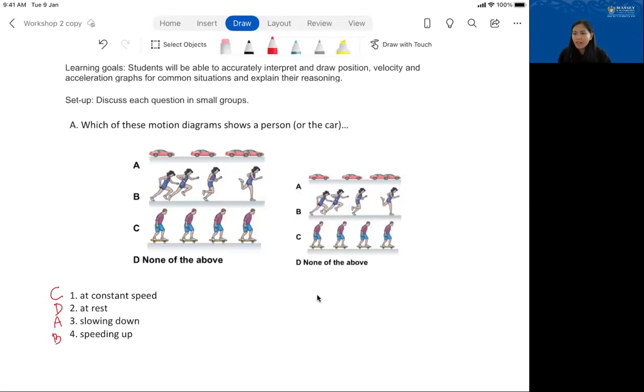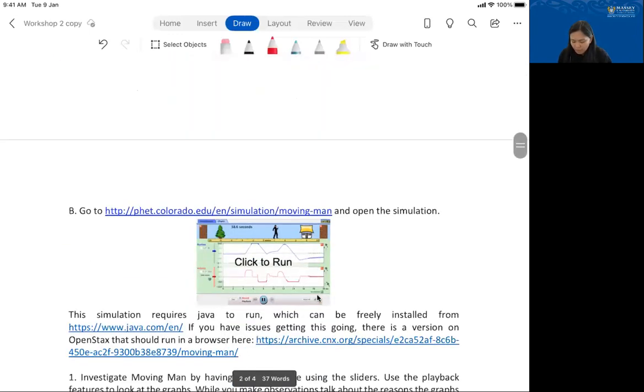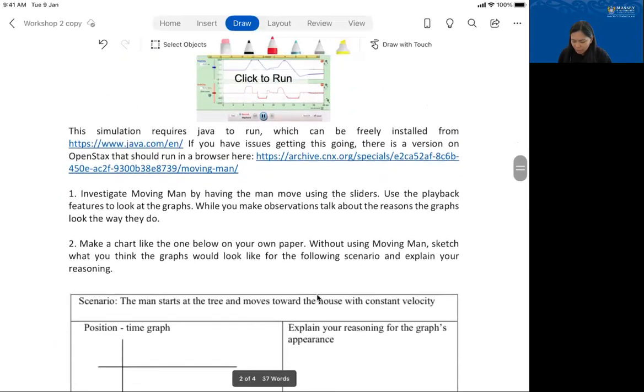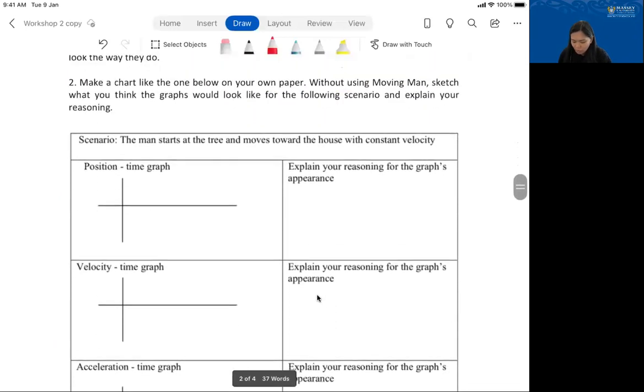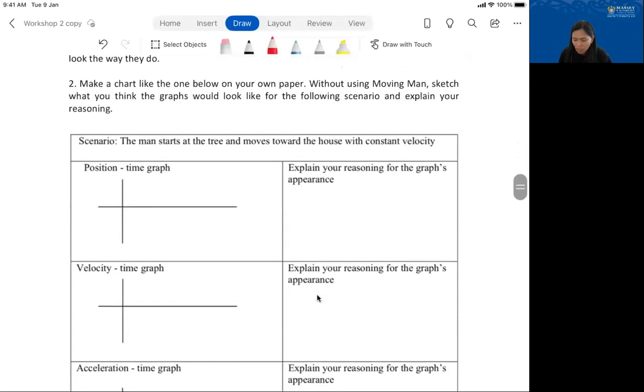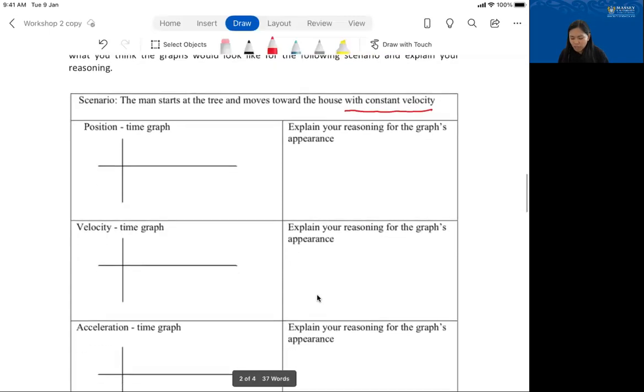Okay, I think that all makes sense. And then maybe finally we can look at, you'll do the simulation, but without doing the simulation, because here in question 2, without using the moving man simulation, try to sketch what the chart might look like when you are moving with constant velocity. So when you're moving at constant velocity, how would the position time graph look, how would the velocity time graph look, and how would the acceleration time graph look?